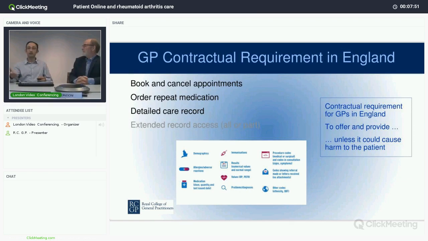Now, the extended care record is not currently a contractual requirement, and Ralph is going to go through that with you now. Thanks very much, Imran.